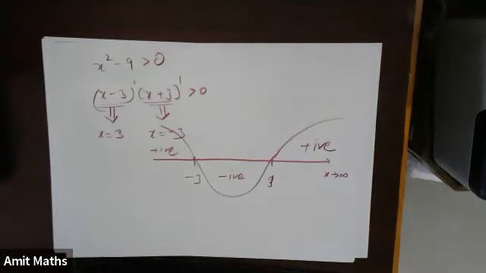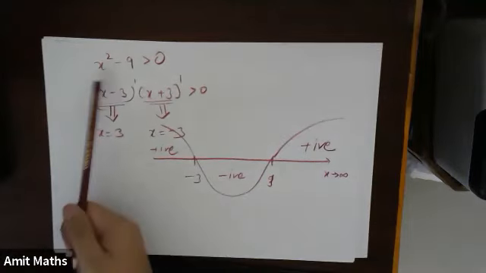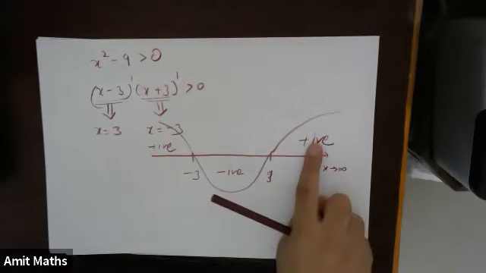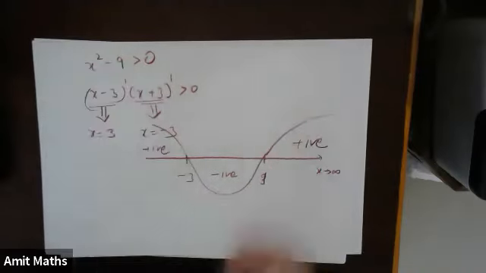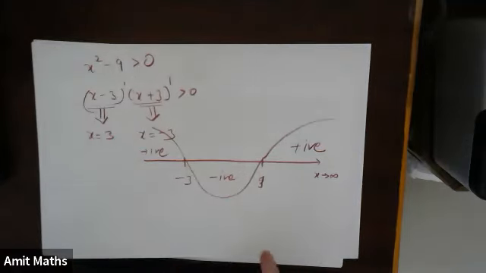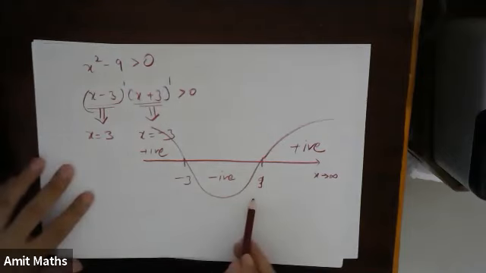Even by thinking about it, see, if x is tending to minus infinity, again this will be positive, valid for log. For positive infinity, again this will be positive, valid for log. So in between, where this is negative, it will not be included. So between minus 3 and 3 it is not included.